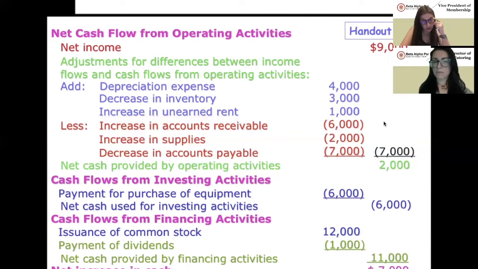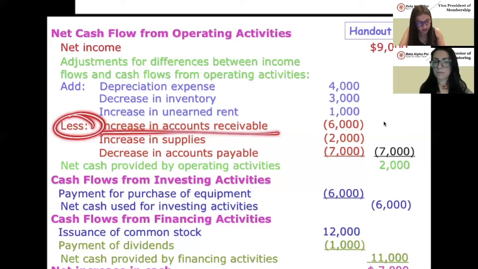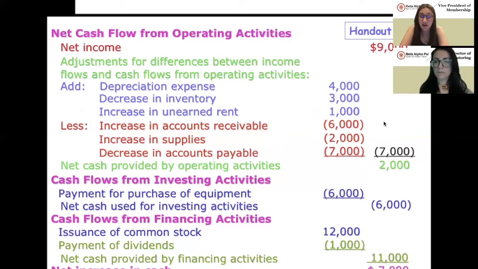Now, things that we need to subtract. An increase in accounts receivable would be a debit to AR and a credit to sales. On an accrual basis, this is recognized, but on a cash basis, it's not. We didn't get any cash. So that increase that we made, we need to subtract it. We need to take that out of our accrual basis to get our cash basis. An increase in supplies, we did a debit to supplies and a credit to cash, and that wasn't recorded on an accrual basis, but we did pay cash for it. So we need to take it out of our accrual basis to get our cash basis.